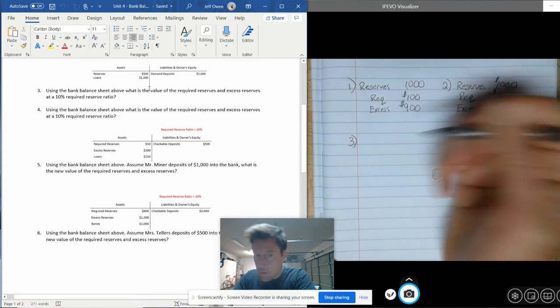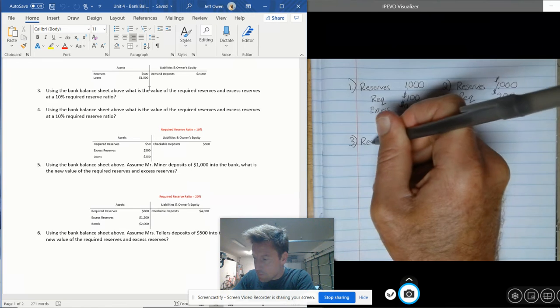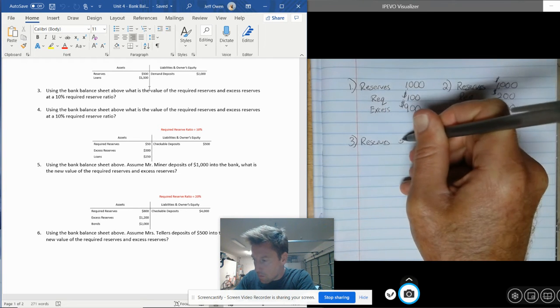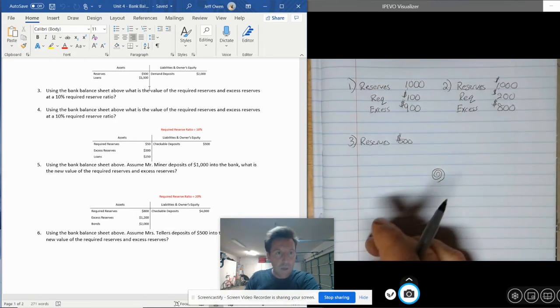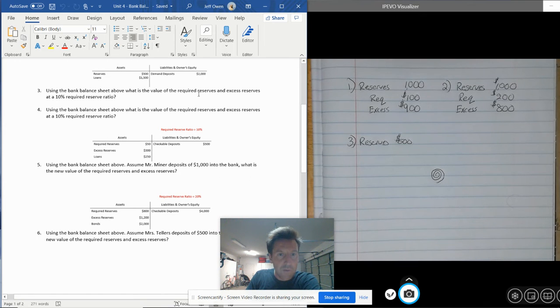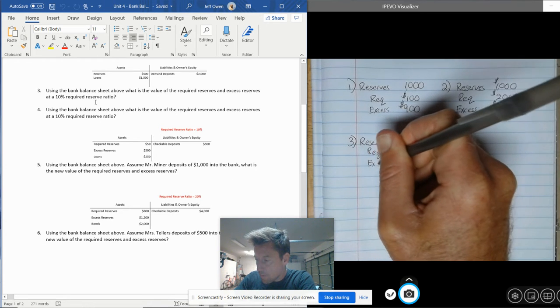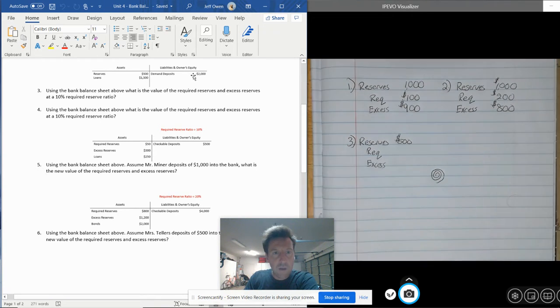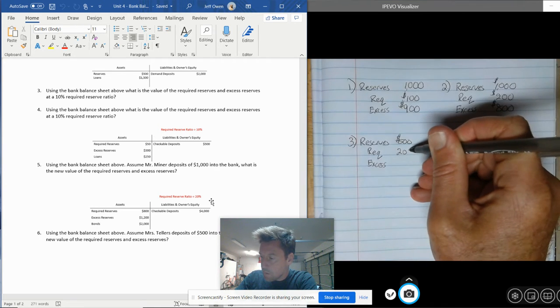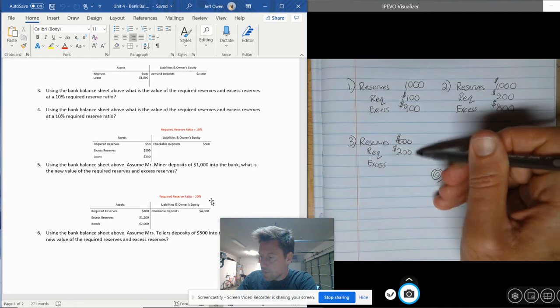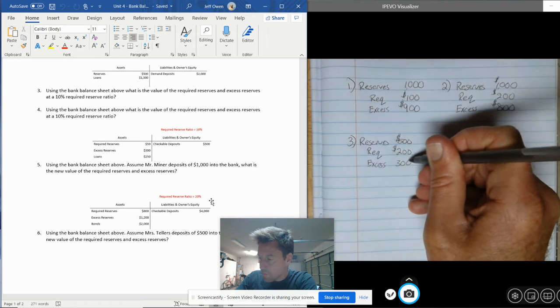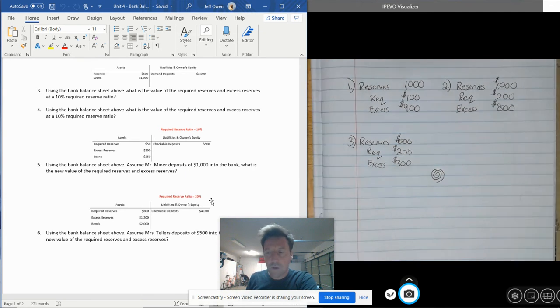Number 3, we have got total reserves of $500. They want to know what's the value of the required and excess at 10%. Required, excess, and it would be 10% of 2,000. So 10% of 2,000 is 200 bucks. So my required reserve is $200. 500 minus 200 leaves an excess of 300 bucks.